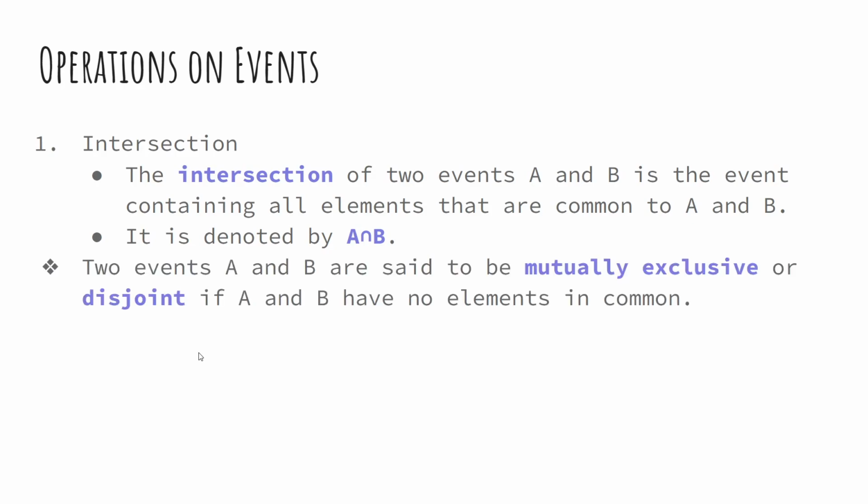Two events A and B are said to be mutually exclusive or disjoint if A and B have no elements in common. Like the one which I just gave you, students living in South Goa and living in Mapsa, they cannot have anything in common. Okay, so we say such events are mutually exclusive.